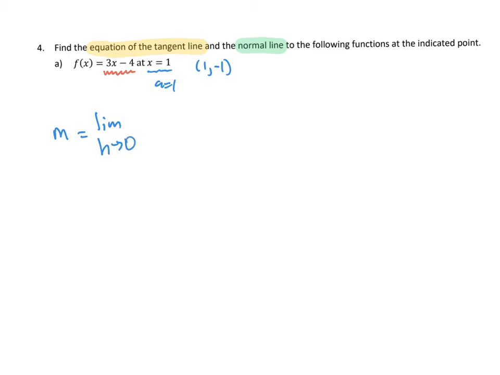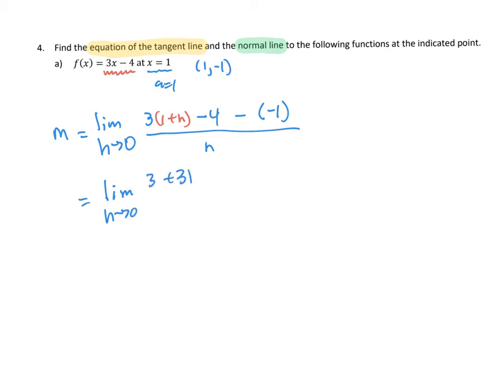Limit as h approaches 0 of f of 1 plus h. So that's going to be 3 times 1 plus h minus 4, minus f of 1, which we already computed as negative 1, over h. And then we'll simplify this quickly. We're going to have 3 plus 3h minus 4 plus 1 over h.